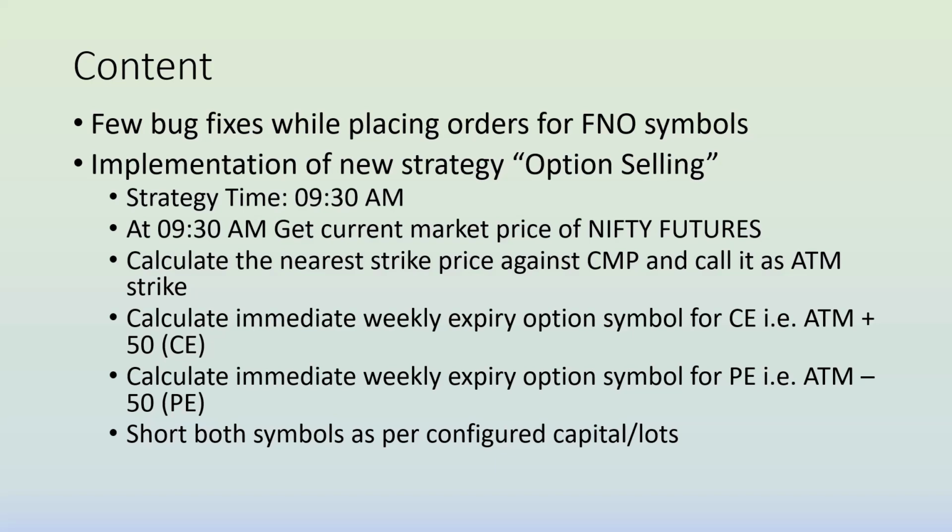Once you get the ATM strike price, we need to calculate the weekly option symbol, the immediate weekly expiry option symbol, for both CE and PE. For CE, we take the ATM strike price plus 50 points to get the call option, and then we subtract 50 points from the ATM strike price and take that as the put option. We'll short both these options at 9:30, and our stop loss is 50%. I have not mentioned it in the PPT, but I can see in the code that the stop loss is 50%. Short both the symbols and place stop loss orders at 50% distance.